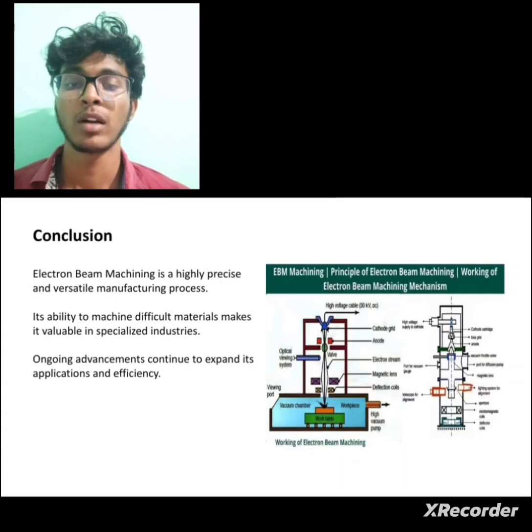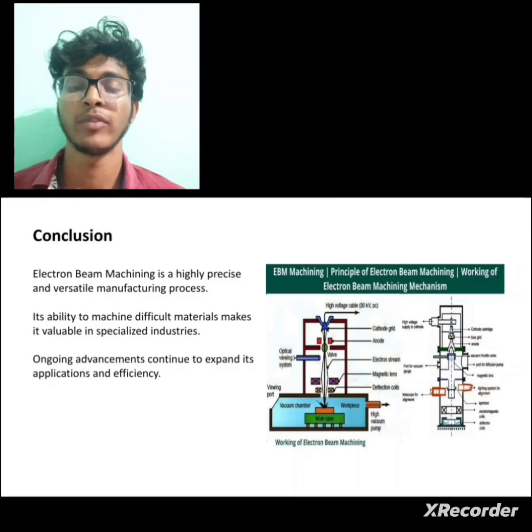Conclusion. Electron beam machining is a highly precise and versatile manufacturing process. Its ability to machine difficult materials makes it valuable in specialized industries. Ongoing advances continue to expand its applications and efficiency.